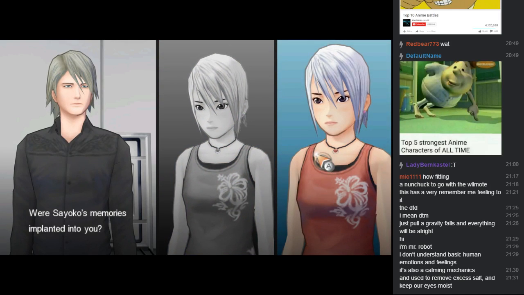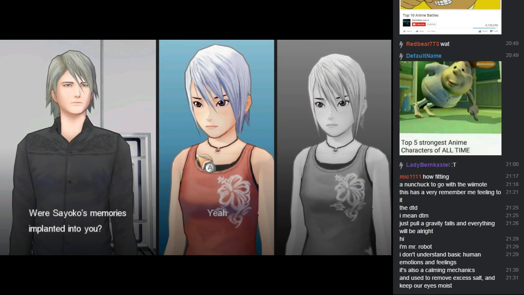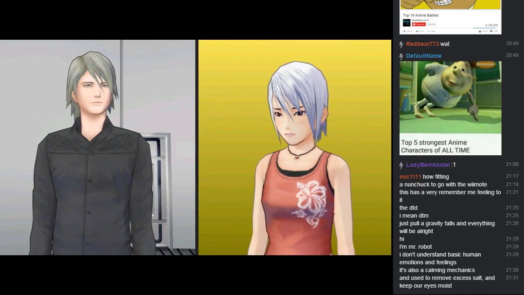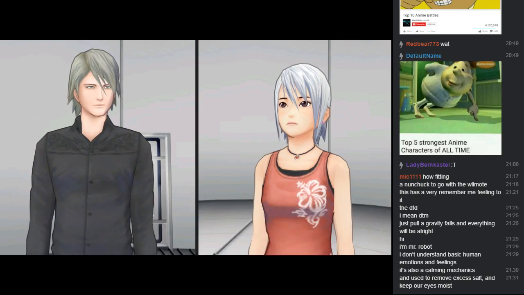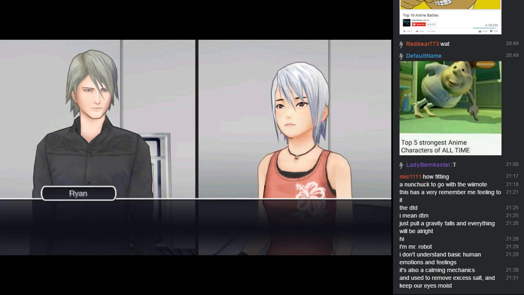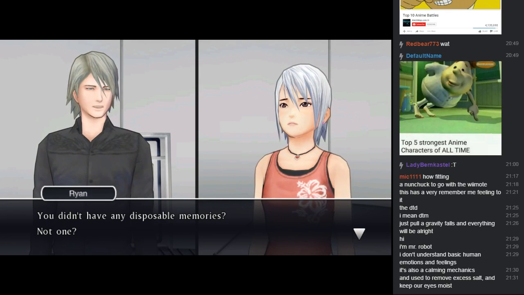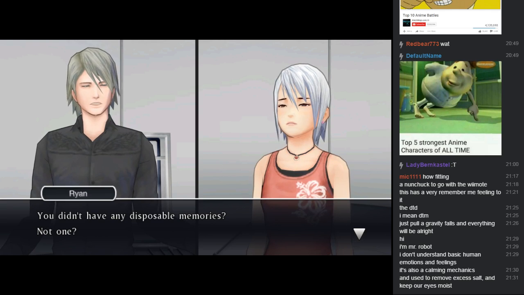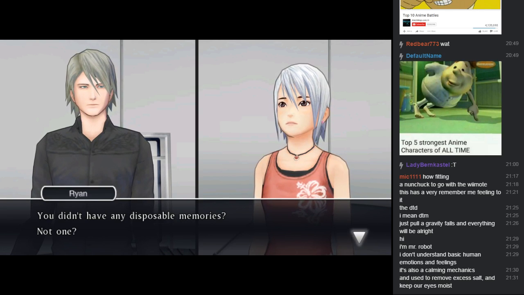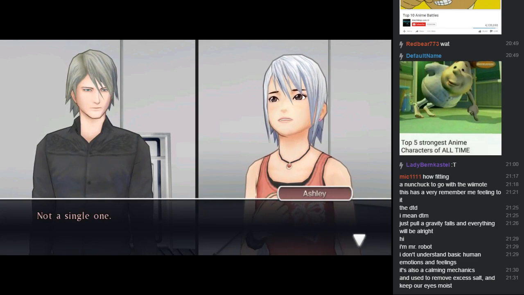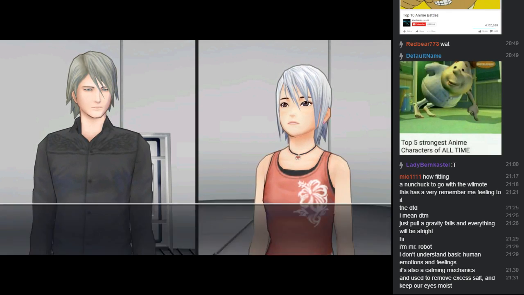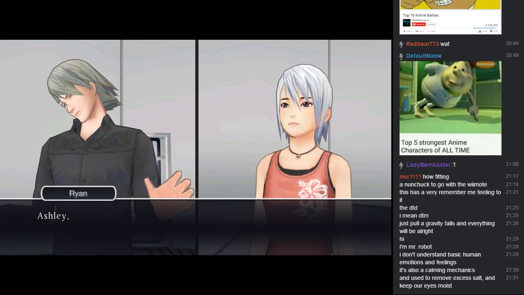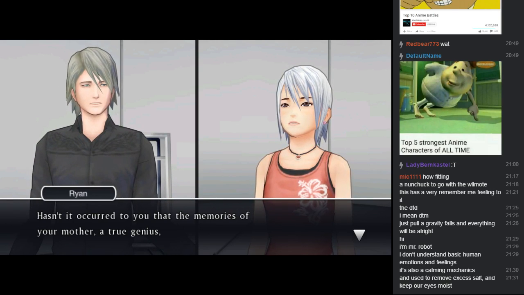This is all inconsequential. Letting banded into her, well, might as well be forward with this. No. Impossible. Well, we saw them very, very far away, but we don't actually have any details of them. Yes, apparently she doesn't have disposable memories. She doesn't want to forget anything. So we rejected all of her memories.